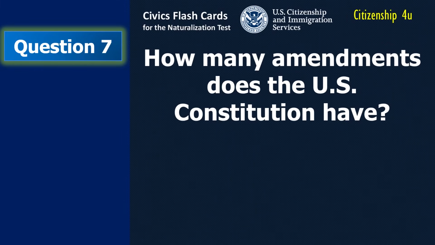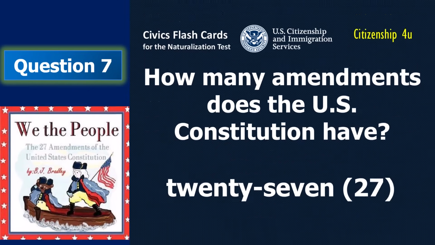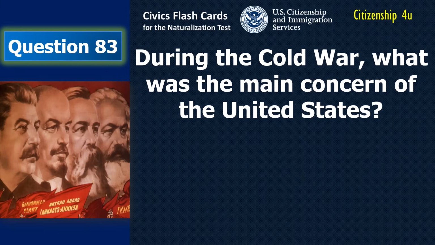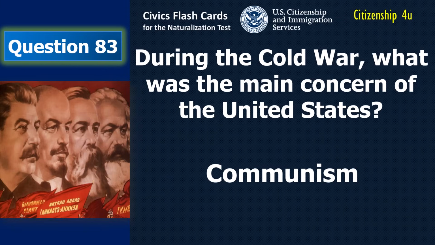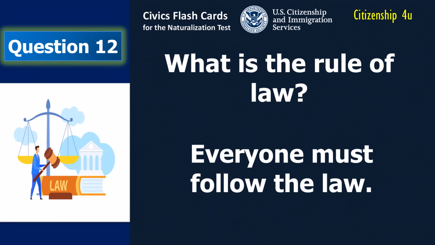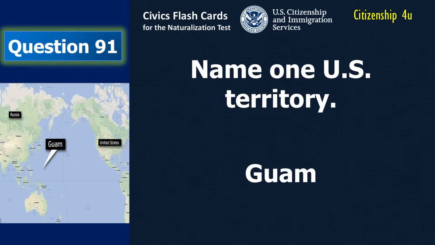How many amendments does the U.S. Constitution have? 27. During the Cold War, what was the main concern of the United States? Communism. What is the rule of law? Everyone must follow the law. Name one U.S. territory. Guam.